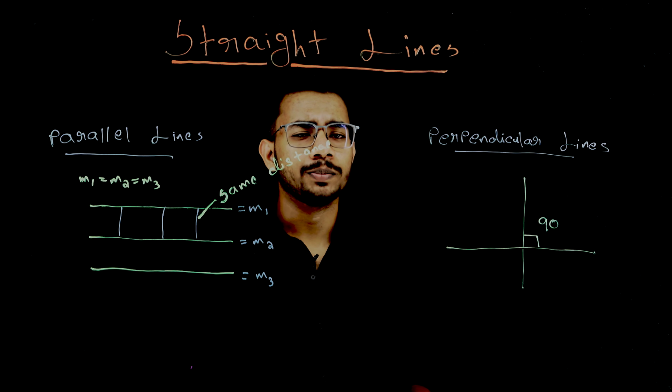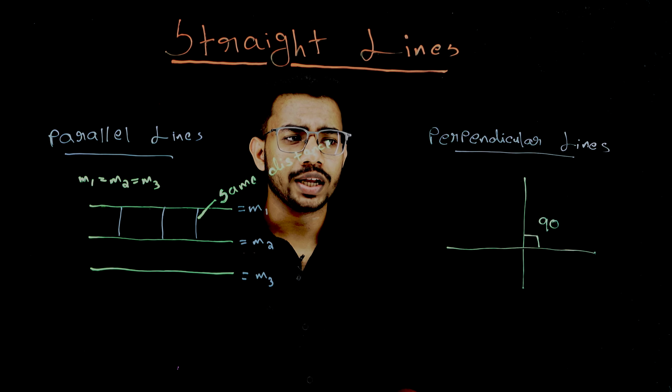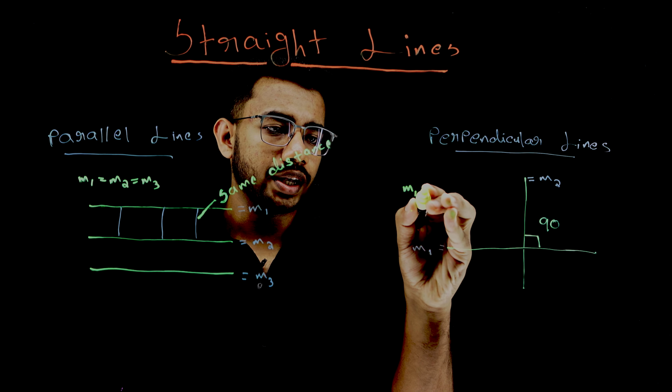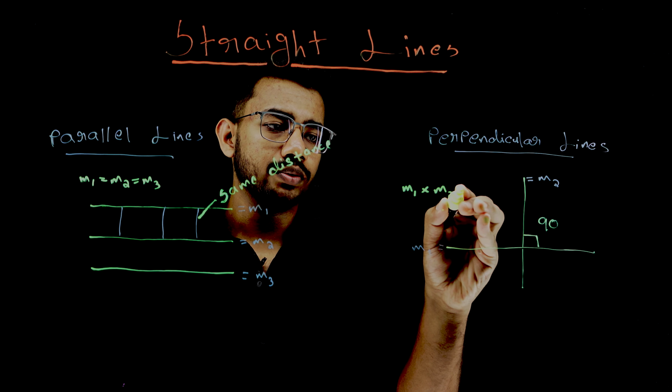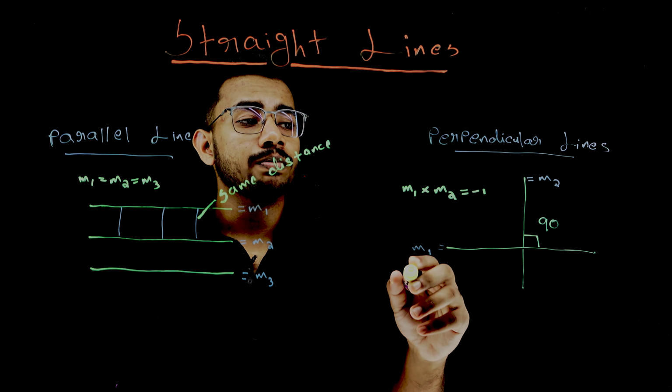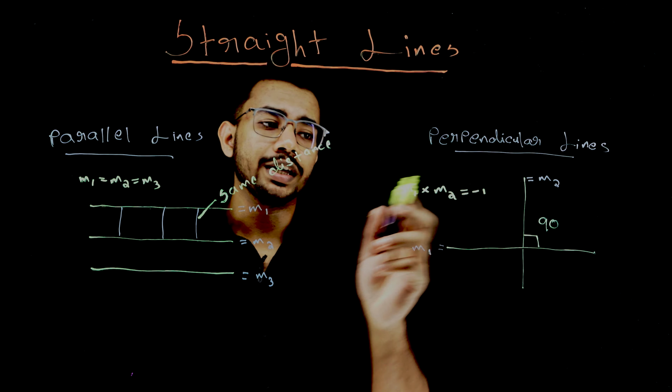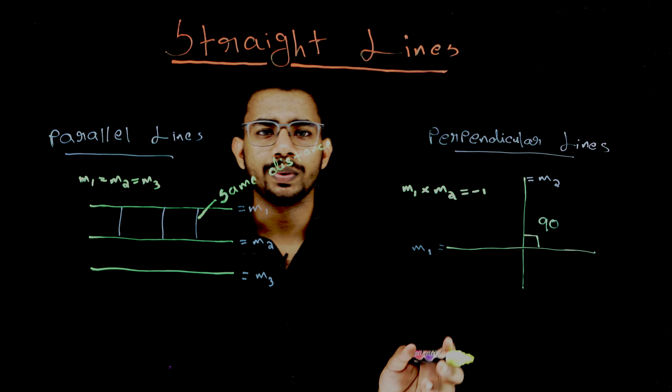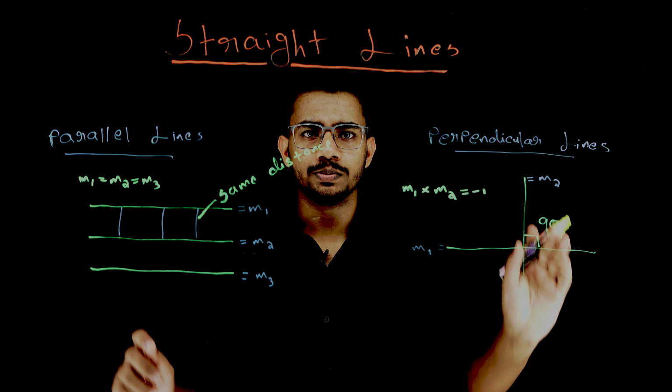Now moving on to perpendicular lines. Let's say the slope of my first line is m1 and the second line is m2. In the case of perpendicular lines, m1 times m2 is equal to -1. So the product of the slopes of perpendicular lines will be equal to -1. That is the relationship between the slopes of parallel lines and perpendicular lines.